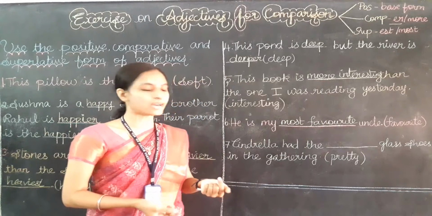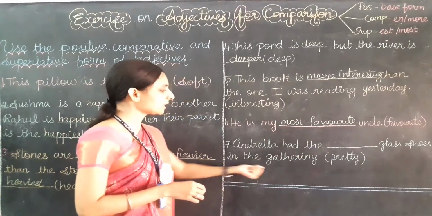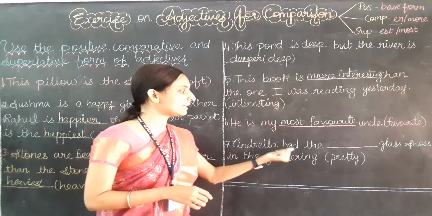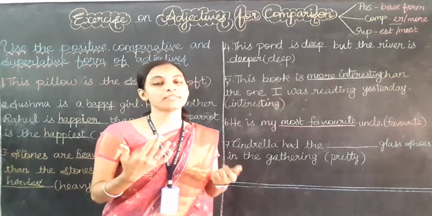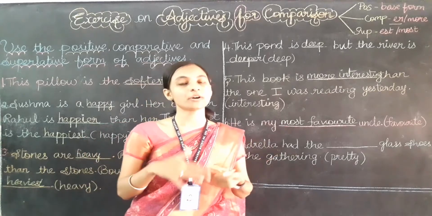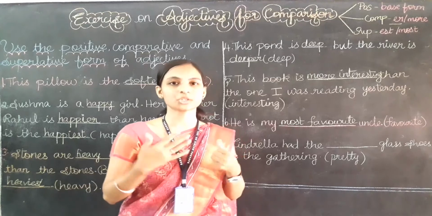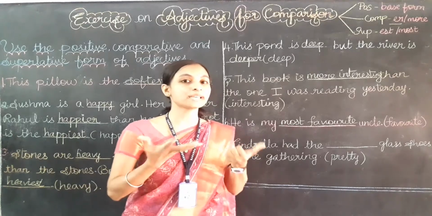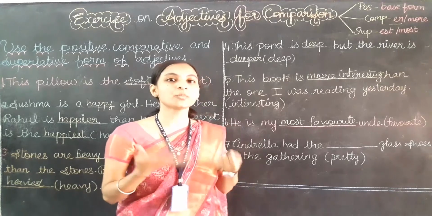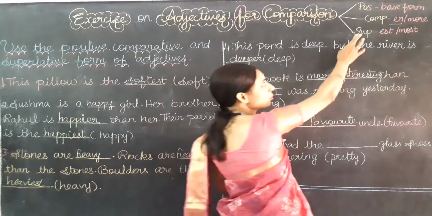So let's do the last one. Cinderella had the dash glass shoes in the gathering. You already know about the story of Cinderella, right? She has the most beautiful shoes which no other girl has. So here we are showing the best shoes only. When we are talking about the best thing, which form of adjective do we need to use? Superlative only.